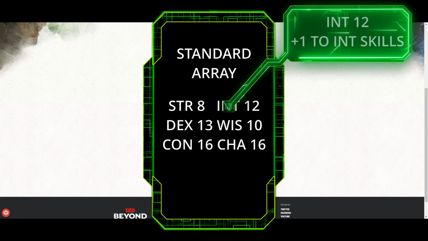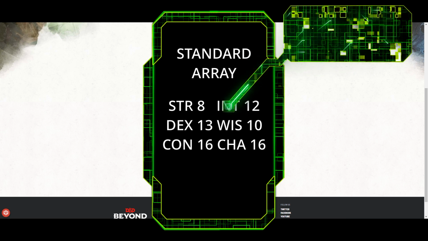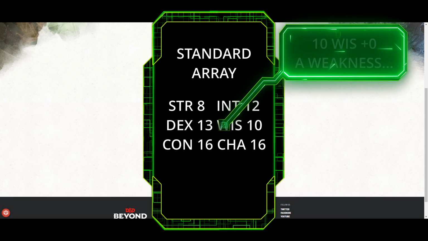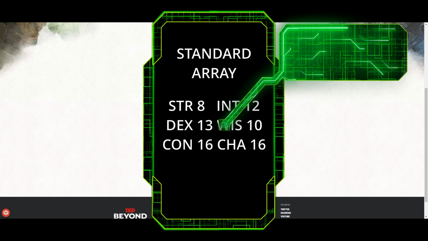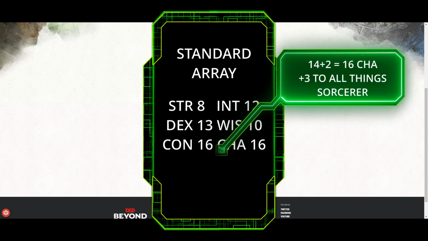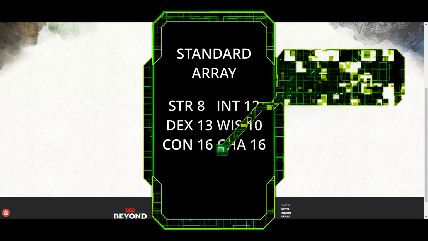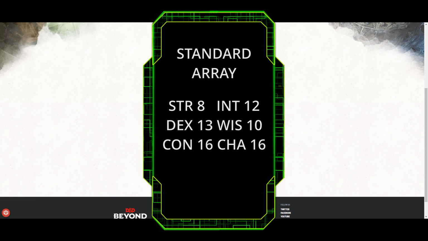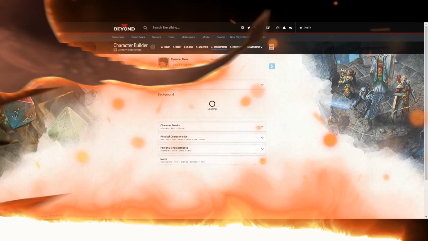I put a 12 into intelligence, +1 to my intelligence skill checks, a 10 into my wisdom. It's a nothing stat. As with most of my sorcerers, it's a real weak point in the build in general, because a lot of important skills work off of wisdom. And I put a 14 into my charisma, plus the 2 to give me a 16 charisma. +3 to spell attacks and spell saves, a big boost to all those social skills that make the world go round. On to the description page.